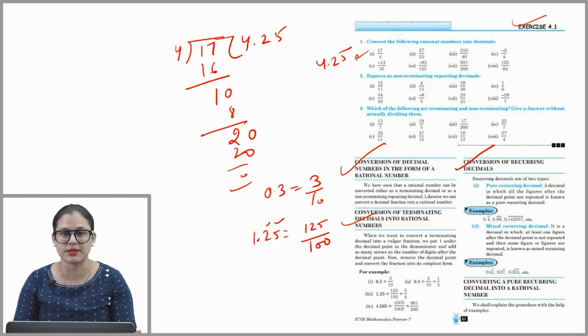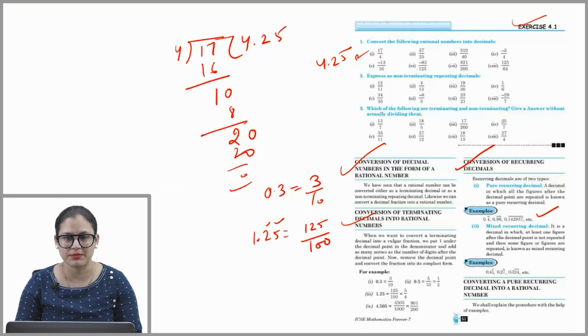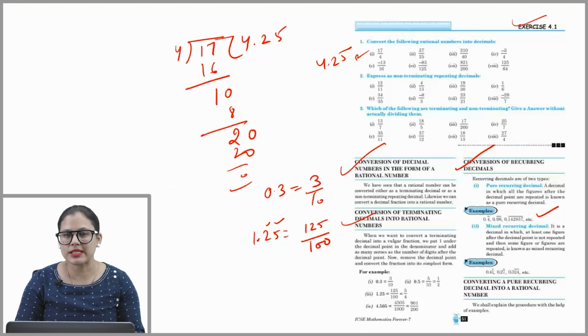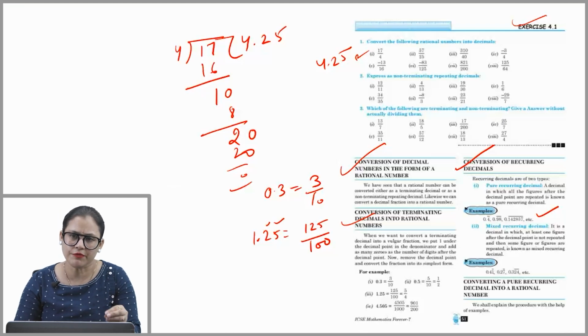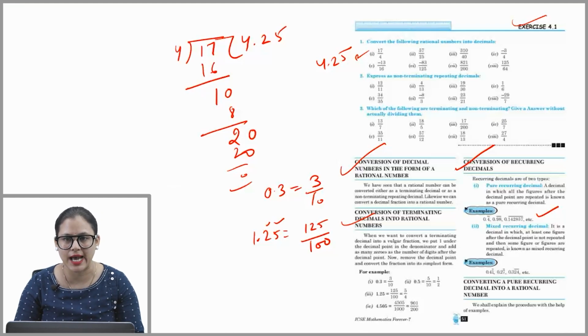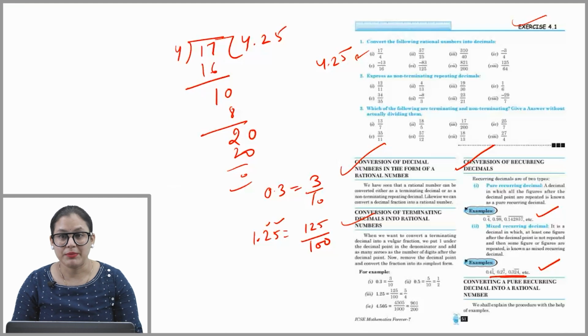Conversion of recurring decimals. Recurring decimals are of 2 types. Number 1, pure recurring decimals. A decimal in which all figures after the decimal point are repeated is known as a pure recurring decimal. For example, these are pure recurring decimals. Number 2, mixed recurring decimal. It is a decimal in which at least one figure after the decimal point is not repeated and then some figure or figures are repeated, is known as a mixed recurring decimal. For example, these are mixed recurring decimals.